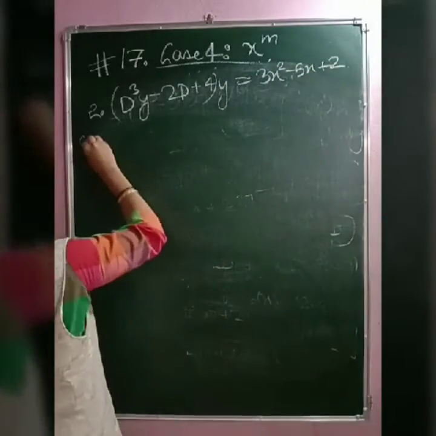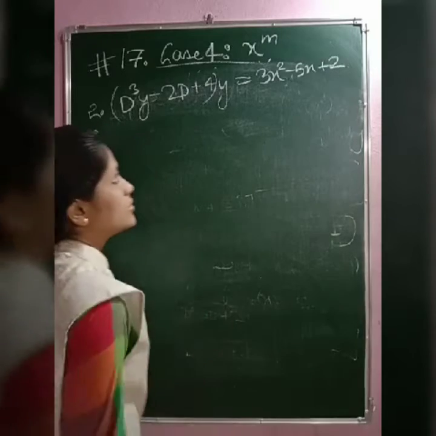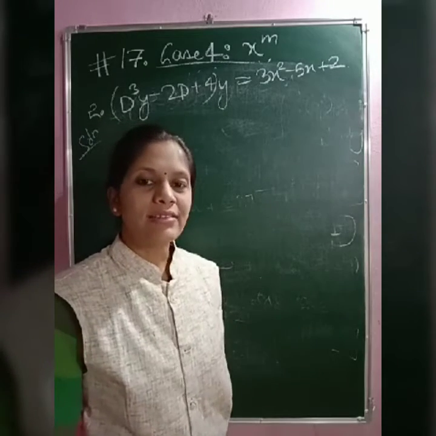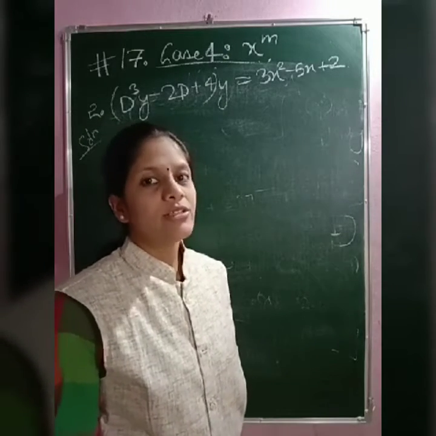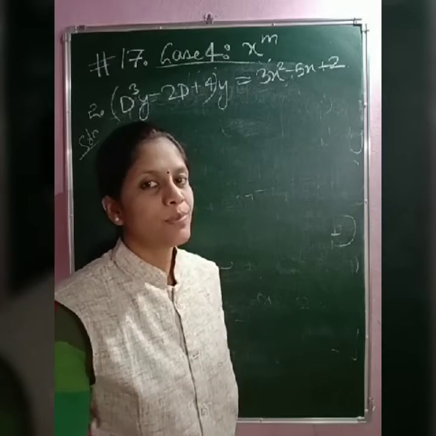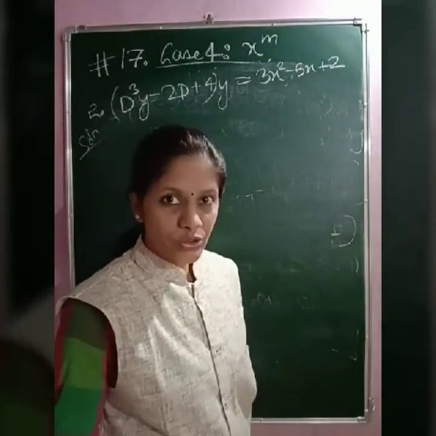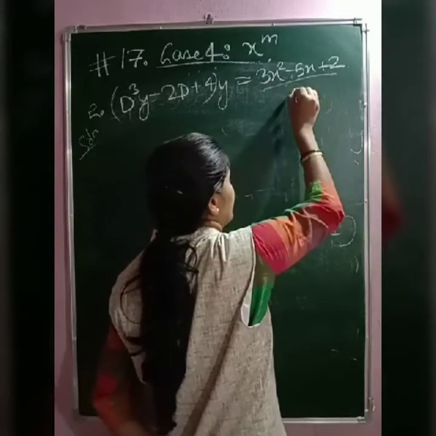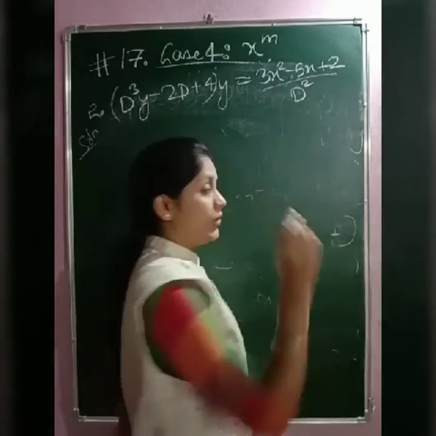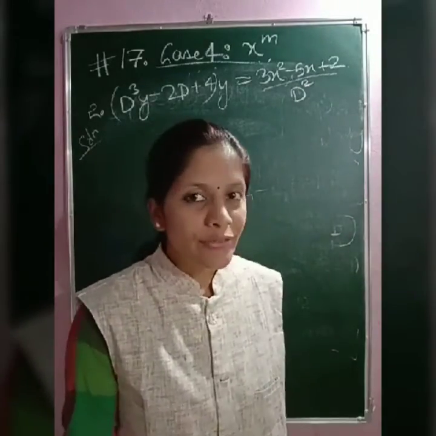So this is our given question. Here again it is nothing but algebraic. So what form is it? X power m form. So the highest power is 2, so we have to consider only up to D square. So the complete solution is CF plus PI.